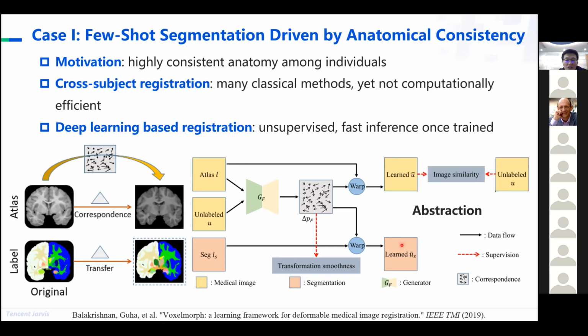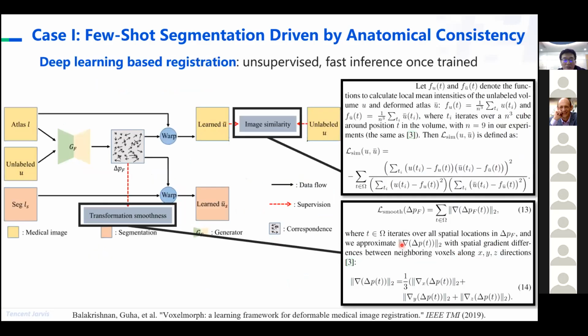And in this framework, actually, the supervision signals are twofold. The first one is the image similarity between the warped atlas and the unlabeled image. The other is the transformation smoothness on the deformation field. This is actually a regularization term to avoid unrealistic deformations, so it is usually the spatial gradient. This is a very inspiring work.